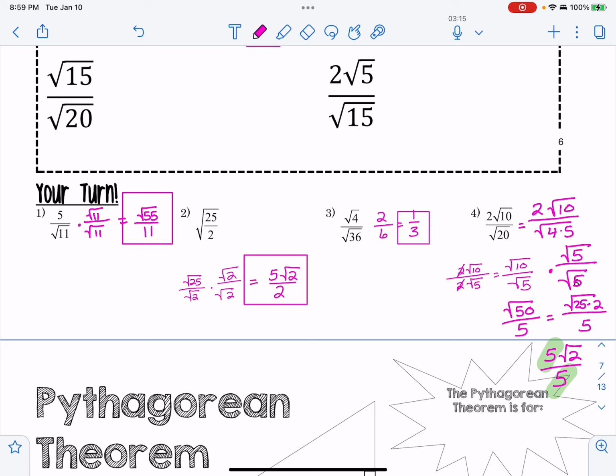Okay, so we'll go over this in class also, and hopefully I figure out a way to have some more room. But that's it. Ta-da!